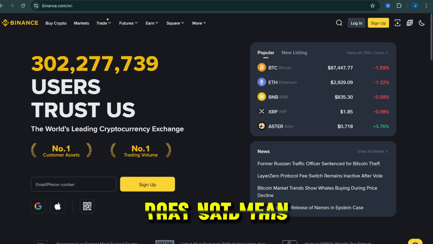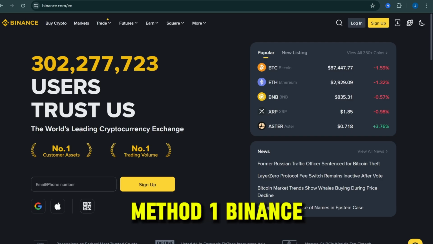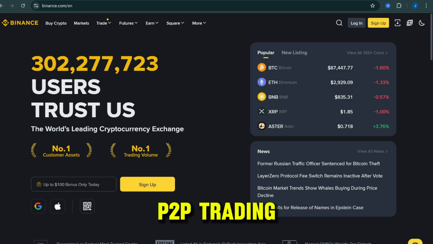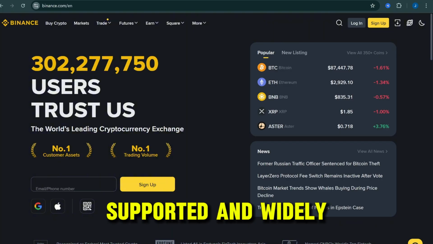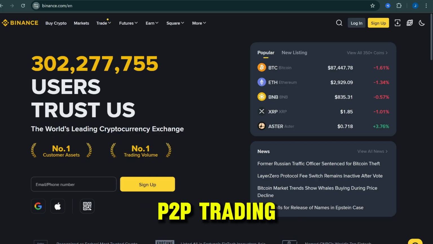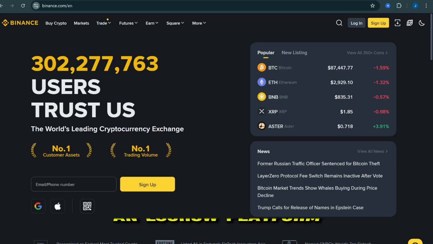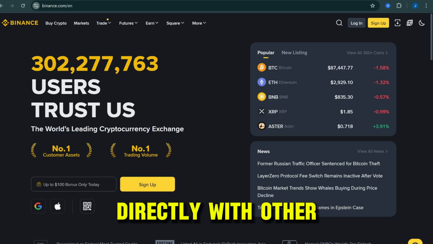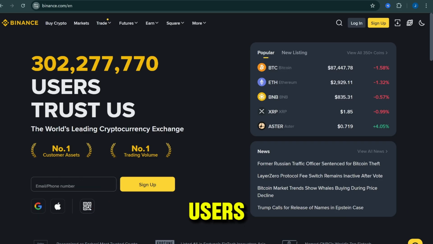That said, this does not mean Orange Money can't be used at all. Method 1. Binance P2P trading using Orange Money. The most reliable, supported, and widely used method in 2026 is Binance P2P trading. Binance acts as an escrow platform. You trade crypto directly with other users. Orange Money is used as the payment method between users.